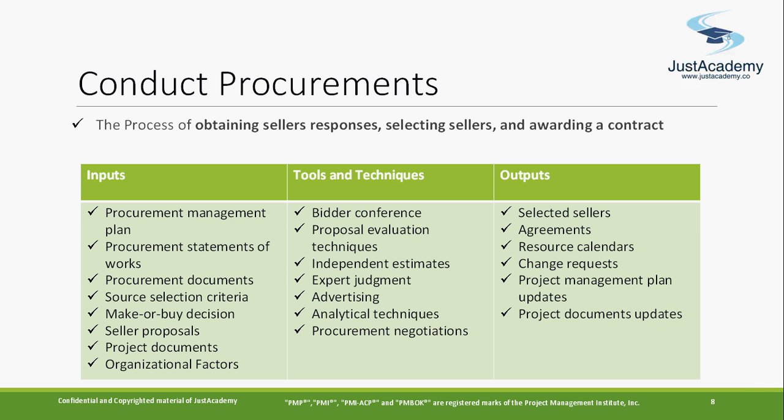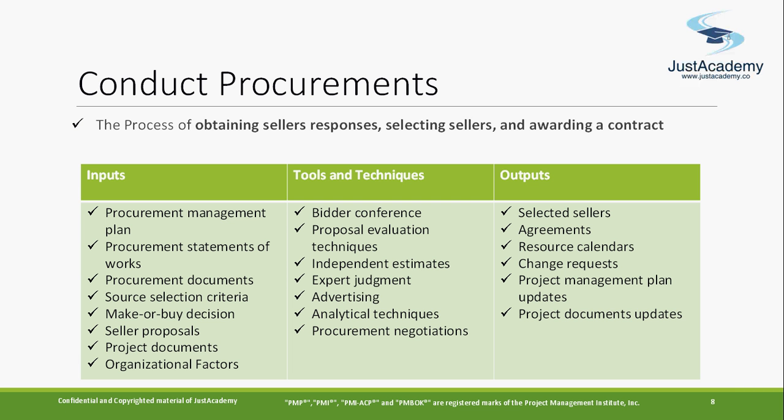Now another is conduct procurement. Now you have planned what you need, so go ahead and take it from the market, just purchase it. So what are the things you are going to do? The process of obtaining seller responses. So you take the seller responses, then select the seller and award the contract. These are the activities you do as part of conduct procurement, and this is done in the execution phase.